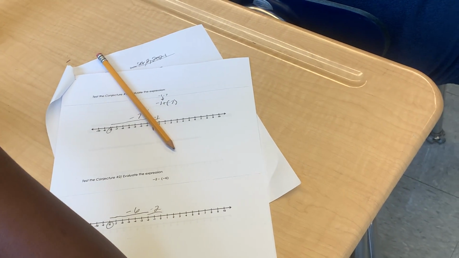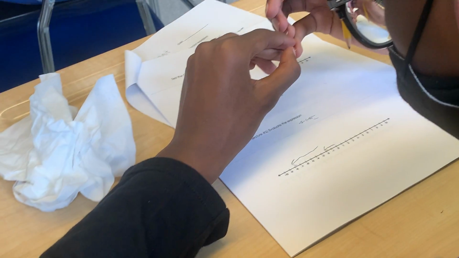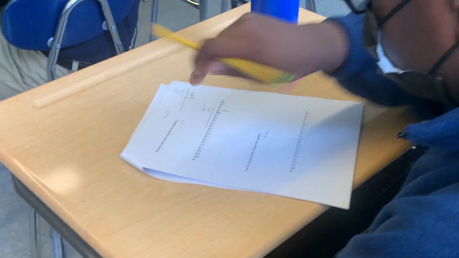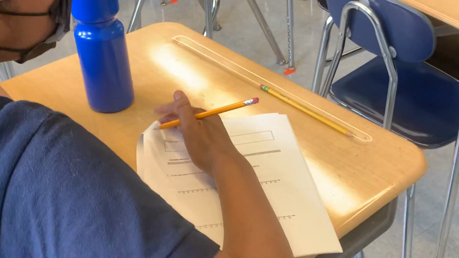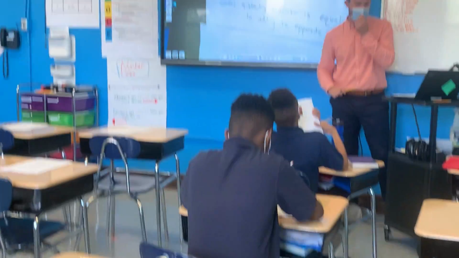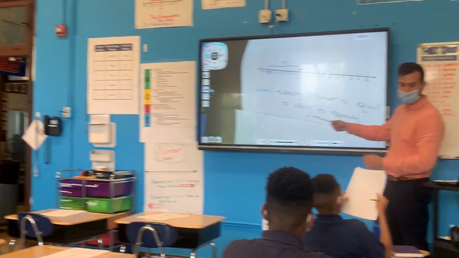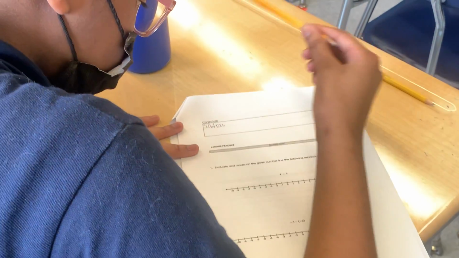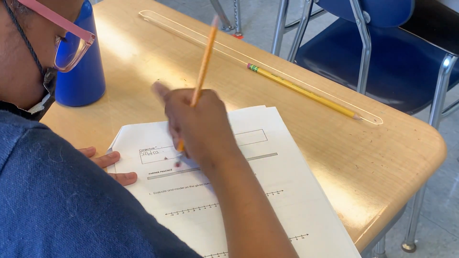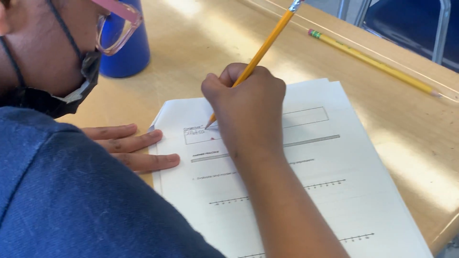So I want everyone right now writing on their sheet, make sure you have this somewhere, our conjecture for the day, which is: subtracting a number is equal to adding its opposite. I want to see everyone writing. Subtracting a number is equal to adding its opposite. First write this and then you want to answer your question. Subtracting a number is equal to adding its opposite.